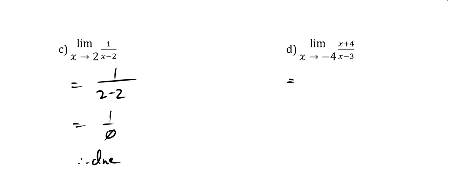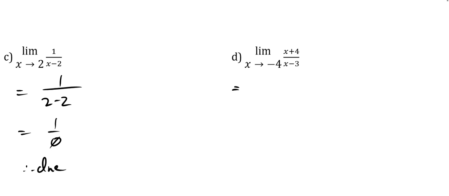Ooh, this one fools some people. So I'm going to sub in -4. I look at this value and I say, oh, this one will have an asymptote as well, but it's at +3. And this is asking about the limit at -4, so that's fine. So -4 plus 4 over -4 minus 3, which is 0 over -7. So what's my limit?